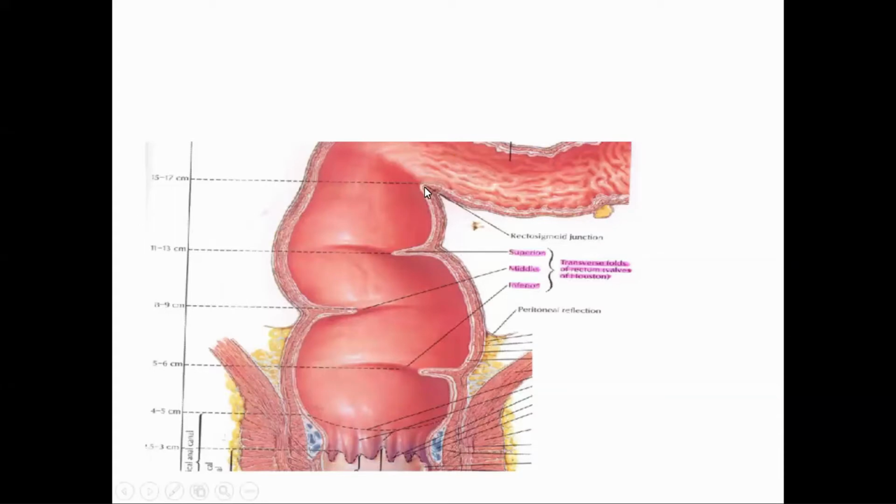It extends from the rectosigmoid junction to the anorectal junction. Vertebral level is third sacral vertebra for the rectosigmoid junction, and the anorectal junction lies 2 to 3 centimeter in front and slightly below the tip of coccyx. Length, you know, it is about how many centimeter? 12 centimeter.